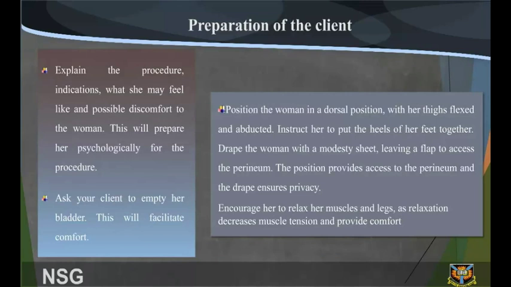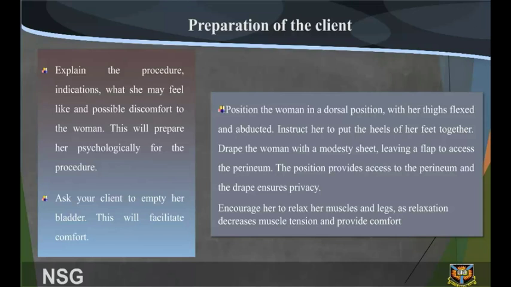Preparation of client. Explain the procedure, indications, what she may feel like, and possible discomforts to the woman. This will prepare her psychologically for the procedure. Ask your client to empty her bladder. This will facilitate comfort. Position the woman in a dorsal position with her thighs flexed and abducted. Instruct her to put the heels of her feet together.